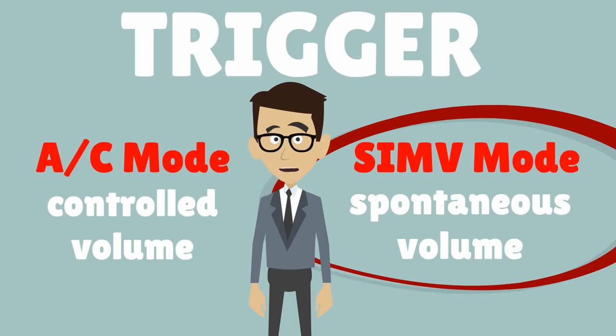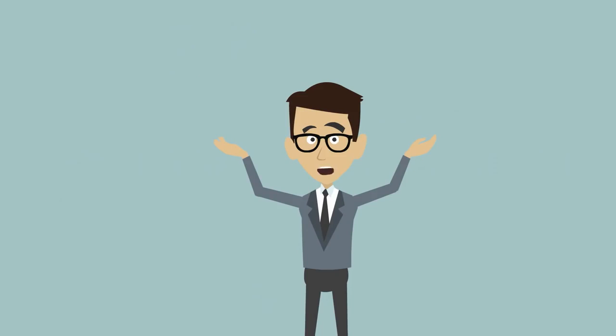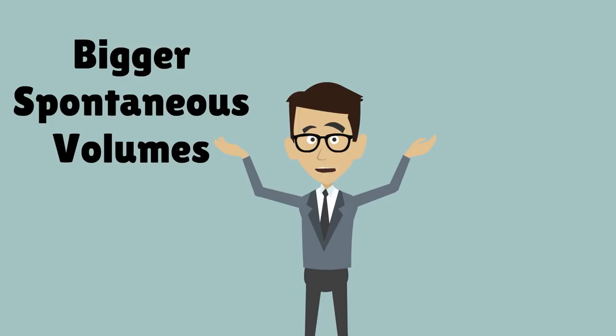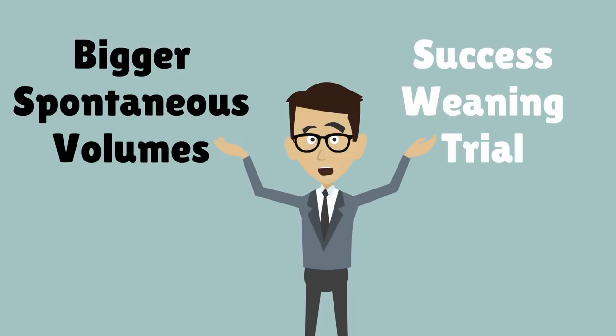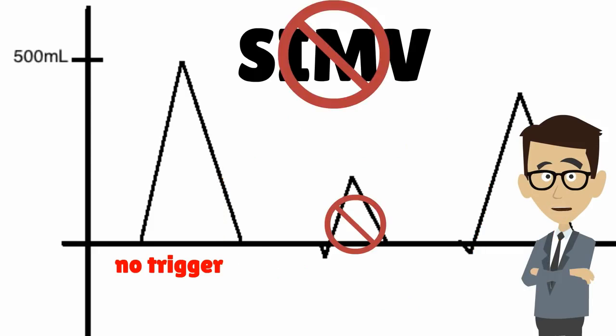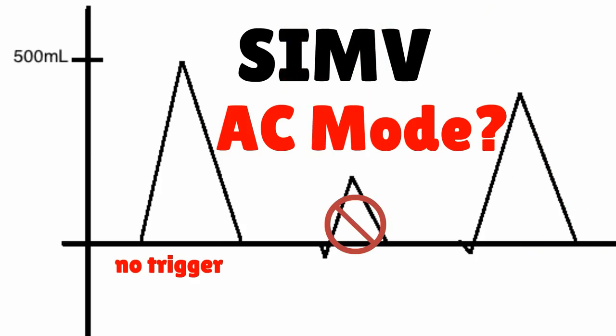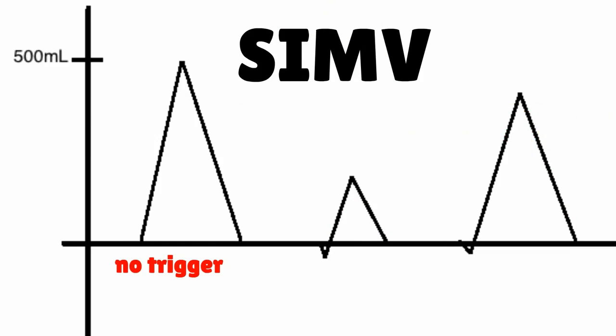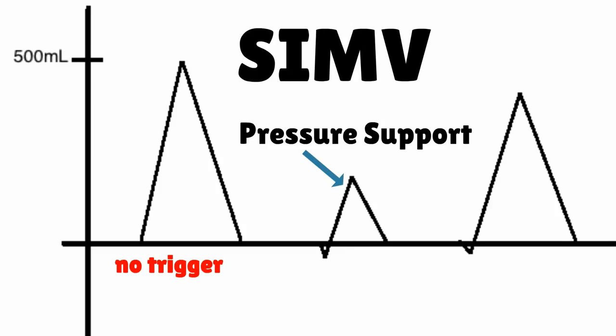This gives the respiratory therapist a pretty good idea if the patient can be weaned off the ventilator. If the patient had enough strength to take bigger spontaneous volumes, the weaning might be successful. Well, what if the patient on SIMV can't take a large enough spontaneous breath? Do you need to switch them back? Not necessarily. You can always add pressure support to the spontaneous breaths.